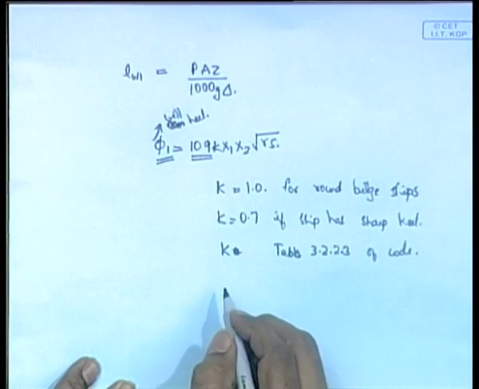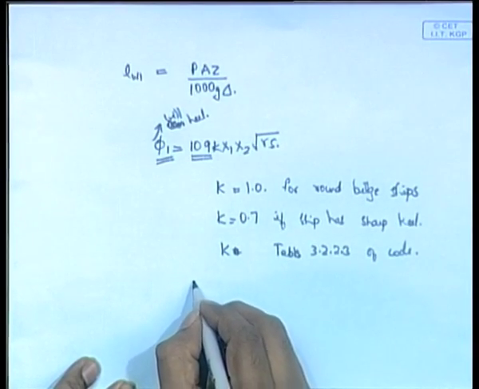In that section, this table will give you the values of k for the different types of ships, where you have ships with round keels, bilge keels, round bilge or sharp bilge, etc. So, different types of keels or bilges are possible. This is how k is determined.